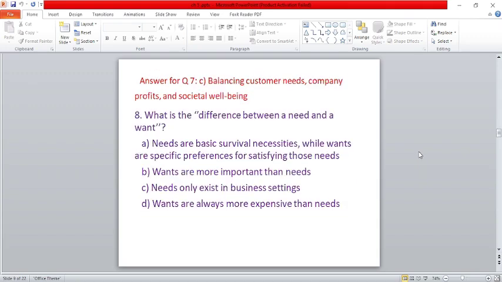Question number 8. What is the difference between needs and wants? A. Needs are basic survival necessities, while wants are specific preferences for satisfying those needs. B. Wants are more important than needs. C. Needs only exist in business settings. D. Wants are always more expensive than needs. The answer for question number 8 is A. Needs are basic survival necessities while wants are the specific preferences for satisfying those needs.